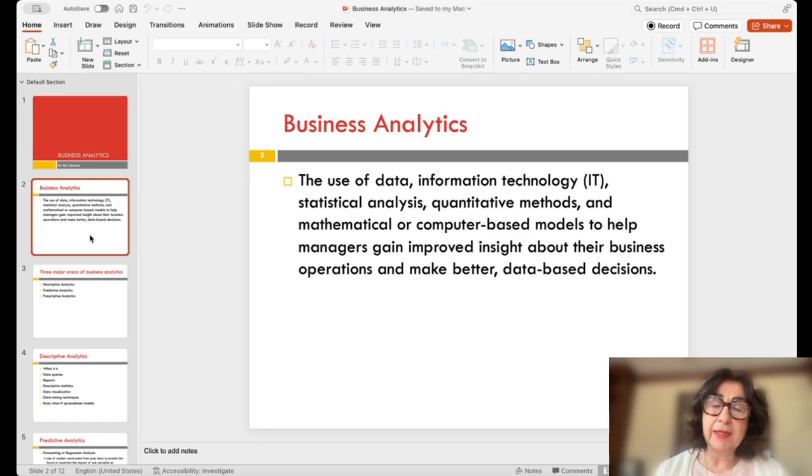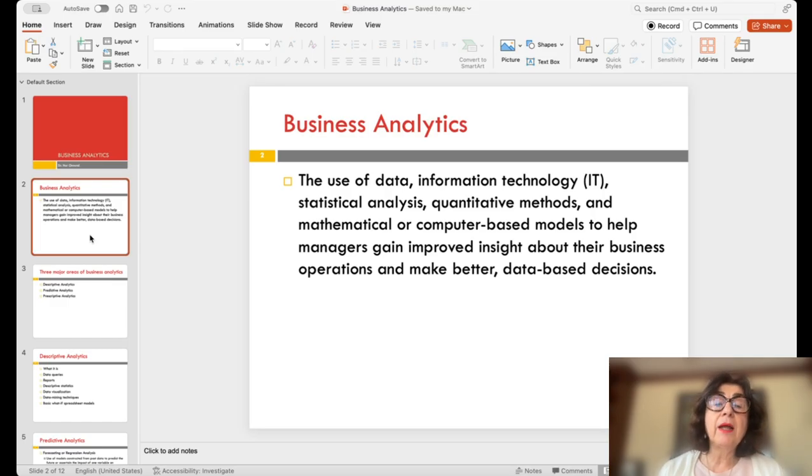Business analytics is the use of data, information technology, statistical analyses, quantitative methods, and mathematical or computer based models to help managers gain improved insight about their business operations and make better data-based decisions. So, this is a really long and loaded definition of business analytics, yet it tells us a lot.